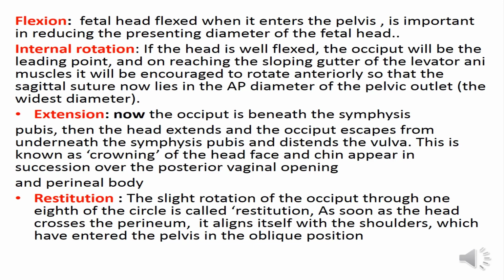Extension. Now the occiput is beneath the symphysis pubis. Then the head extends and the occiput escapes from underneath the symphysis pubis and distends the vulva. This is known as crowning of the fetal head. Face and chin appear in succession over the posterior vaginal opening and perineal body.